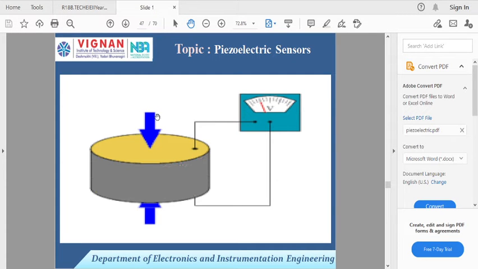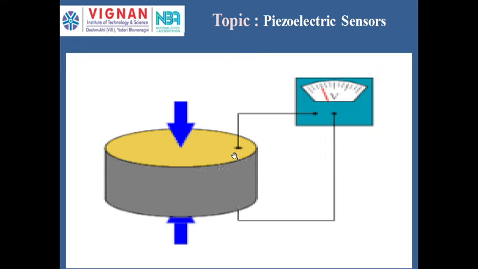When you apply some amount of force, it can generate some amount of voltage that can be displayed here on the voltmeter. Actually we must have some animation, but it is not running, so I will show it in the regular class. When you apply some force, that can generate some amount of voltage because of displacement of charge carriers.